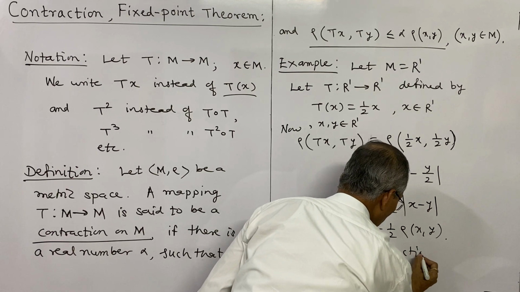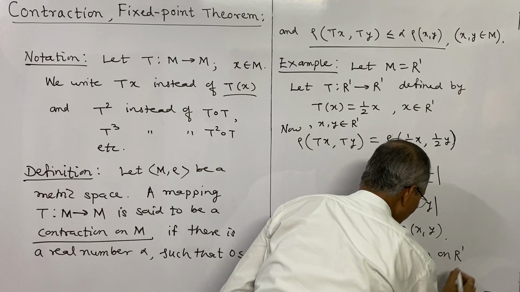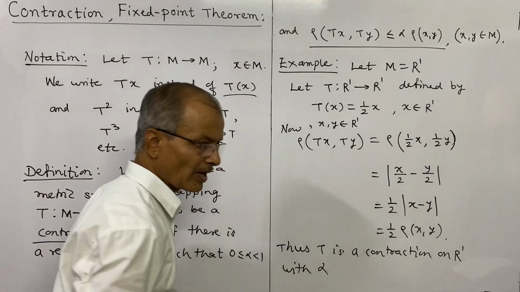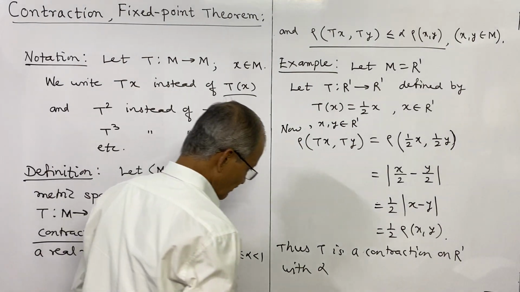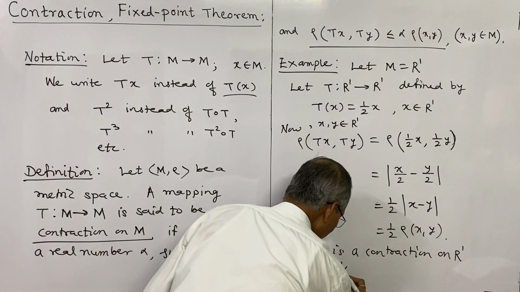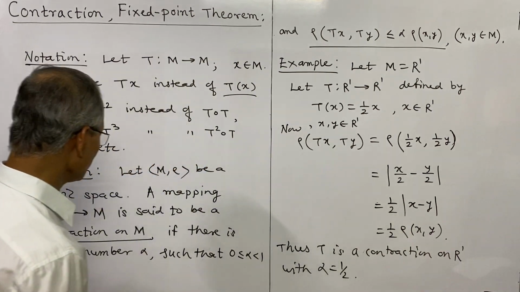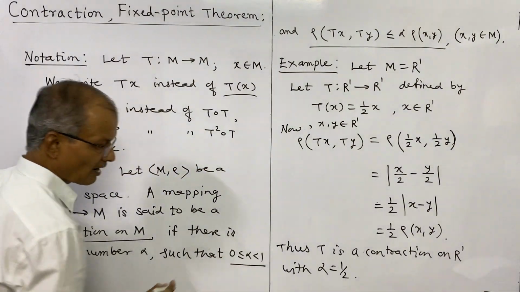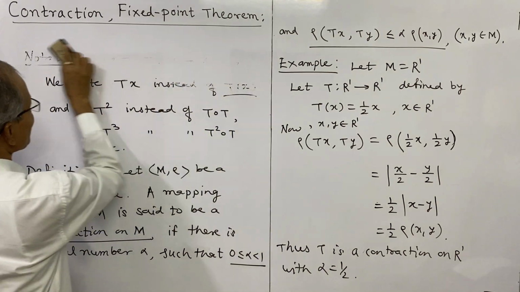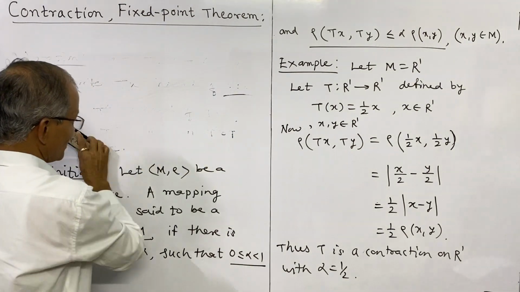T is a contraction on R1 with one value of alpha equal to half, and that is certainly between 0 and 1. So this is the meaning. And that is why it is called contraction, because it reduces the distance between the images.